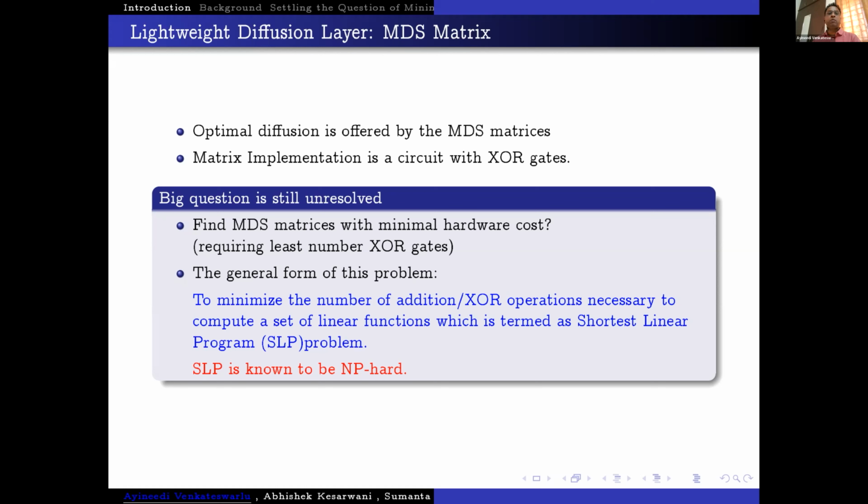The general form of this problem can be stated like this: minimizing the number of XOR gates necessary to compute a set of linear functions. This is also known as the shortest linear program problem. It is known to be NP-hard. For this reason, given a matrix, finding an optimal implementation is hard.